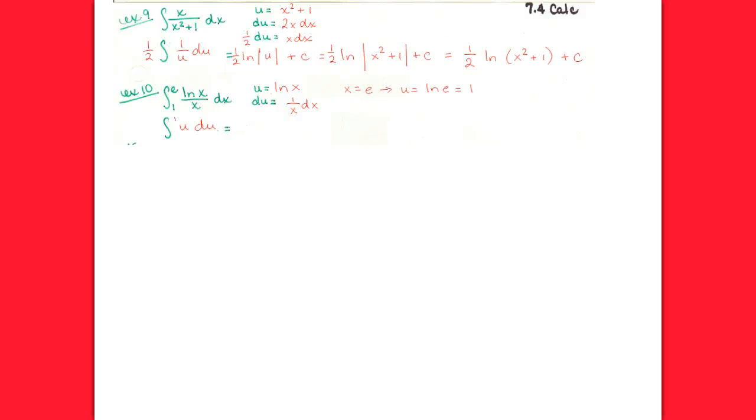We can come over here and say, okay, when x was equal to e, I need to figure out what u is going to be equal to. My formula was u equals ln x. If I put e in for x, ln e is going to give me 1. So we can come down here and fill in our 1. Same idea with 0. If we put 1 in for x, we get ln 1, which is 0. So that would give me the integration from 0 to 1 of u.